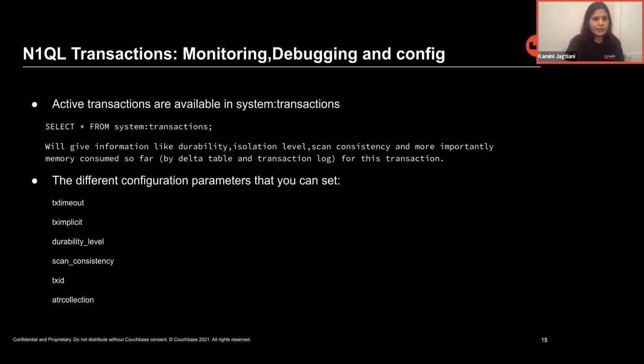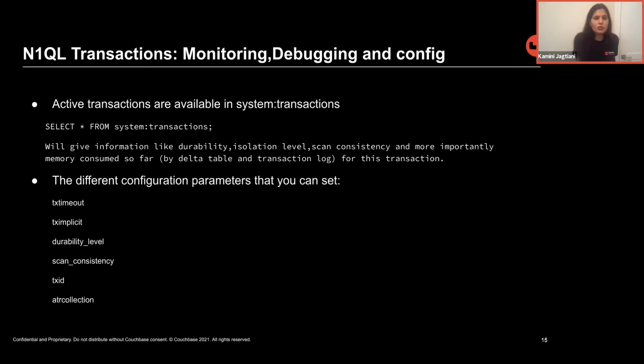Okay, getting to the monitoring, debugging, and configuration, you can always monitor how much memory your transaction is taking by doing select star from system transactions. That will give you the durability level being used, isolation level, scan consistency, memory that's being consumed by the delta table and transaction log, and so on.